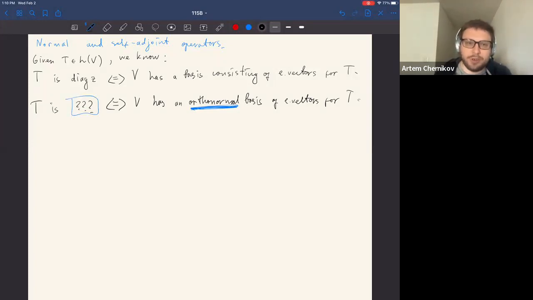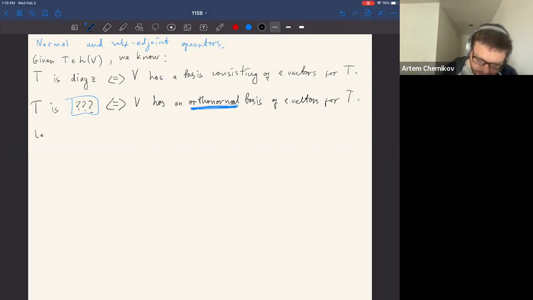Okay, so what should this condition be on the linear operator T? For just a basis consisting of eigenvectors, we know it's diagonalizability. So here it should be something a priori stronger than diagonalizability, right? Because the condition on the right is stronger. We require an orthonormal basis of eigenvectors. So let's try to understand it. In order to understand it, we need to study a bit how the eigenvectors of a linear operator behave when we have the inner product space structure, as opposed to just a vector space structure, okay? So let's see how it interacts with the inner product. And adjoints, as you will see, play an important role in these considerations.